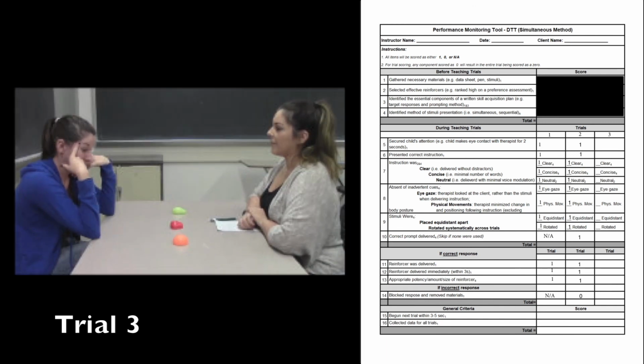Touch pair. Numbers 5 through 9 look good again. She secured the child's attention, presented the correct instruction, the instruction was clear, concise, and neutral, and I don't see any inadvertent cues. Also, the stimuli are again placed equidistant apart. The RBT will get scores of 1s on the first half of trial 3.